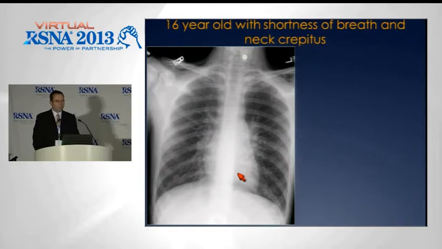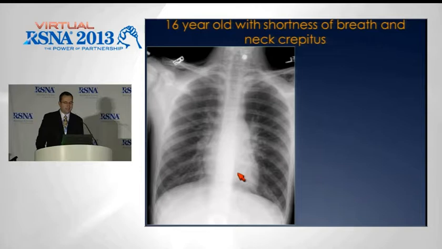So here we have a 16-year-old who has shortness of breath and neck crepitus. Looking at the lungs, I'd say those are clear lungs. Because I say it frequently, there's probably some peribronchial thickening and the lung volumes are on the higher end of normal. So this would be suggestive of reactive airway disease.